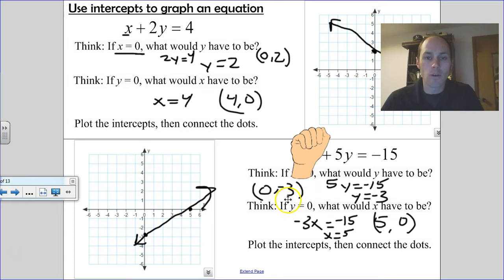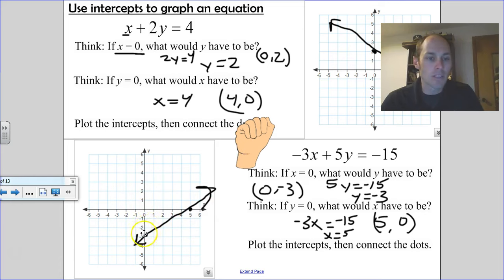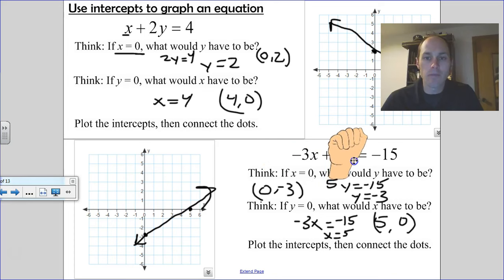Always think of that ordered pair that it results with. And then if we want to find the x-intercept, we remember it doesn't go up or down at all. So the y has to be 0. So we can eliminate y from the equation. Negative 3x equals negative 15. Divided by negative 3, x is 5. So x is 5. The y that corresponds with it is 0. That gives us our x-intercept.